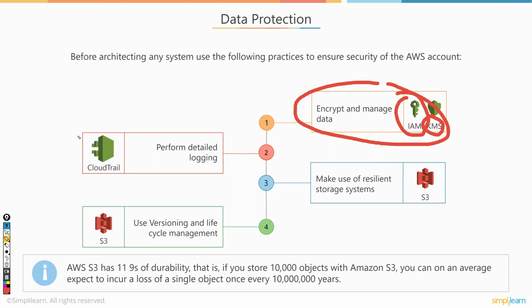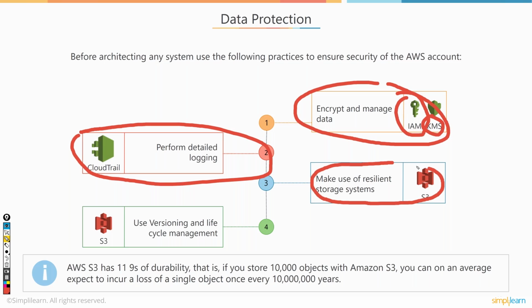We also have CloudTrail. What CloudTrail is, it's logging every single action on the AWS console and API, which means it can be traced back to an individual or a system. We also make use of resilient storage systems like S3. Now, that is very important. As I mentioned before, and I will say this quite likely again, AWS S3 has 11 nines of durability.